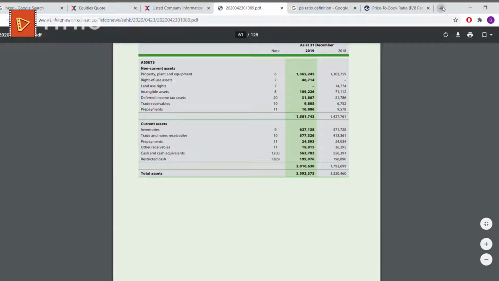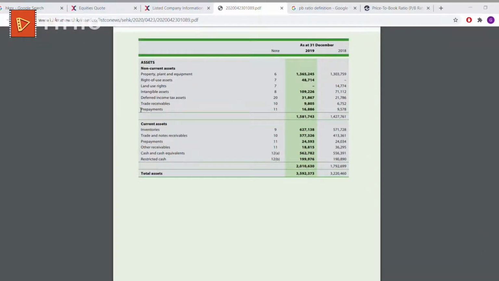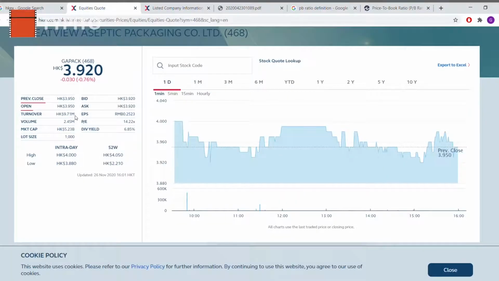So the conversion from RMB to Hong Kong dollars is about 1.11 HKD to RMB. Okay, and this is the total equity. The market cap value can be obtained from the Hong Kong Exchange website over here. So the market cap for Greatview Aseptic Packaging is about 5.23 billion.